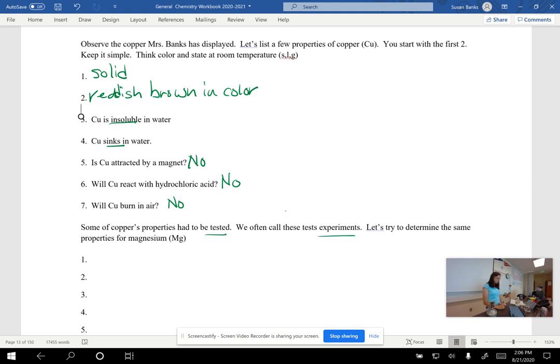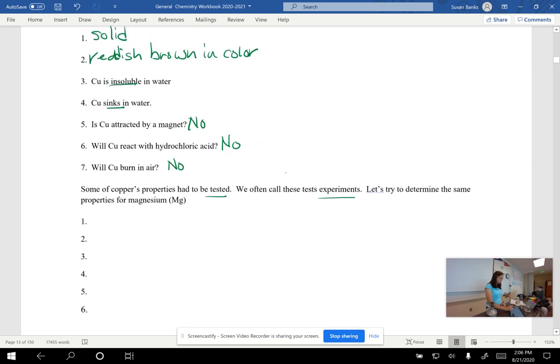We're going to try and do some of the same things for magnesium. So I've got some magnesium here as well. So if we look at magnesium, it's solid at room temperature, right? What color is it? Kind of a shiny silver color too. So let's put those two things down. So it's a solid at room temperature.